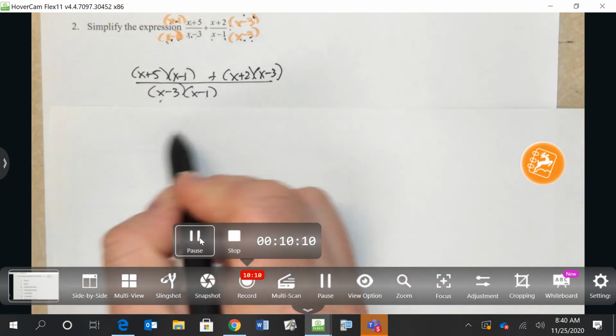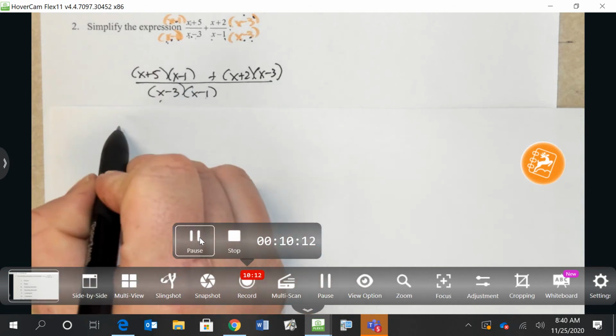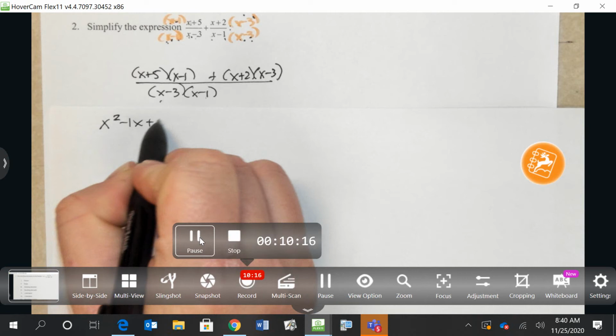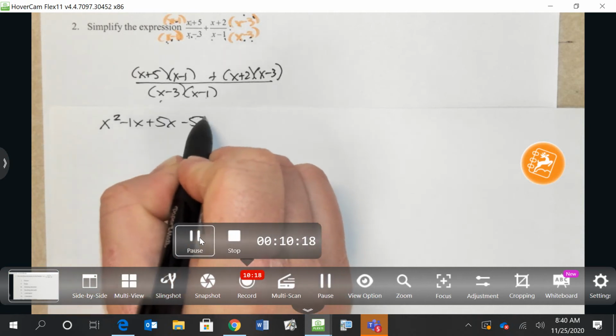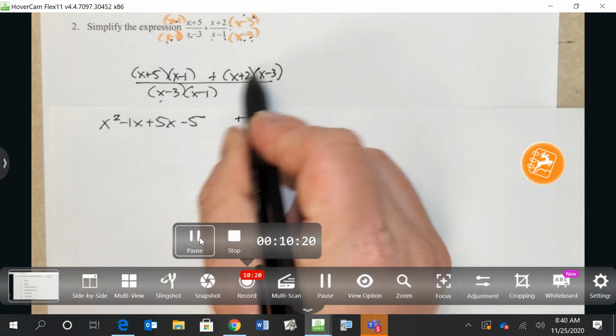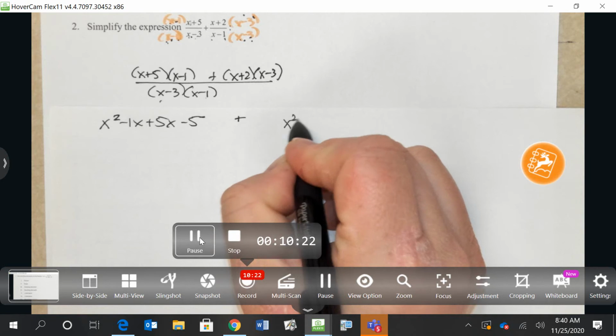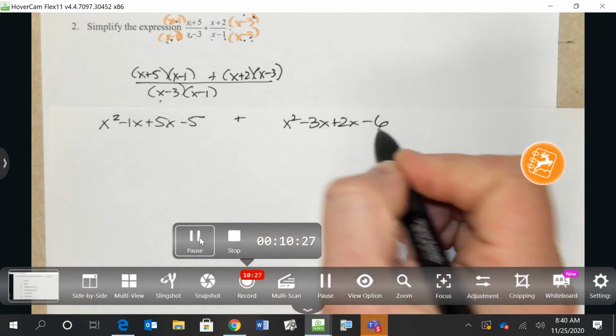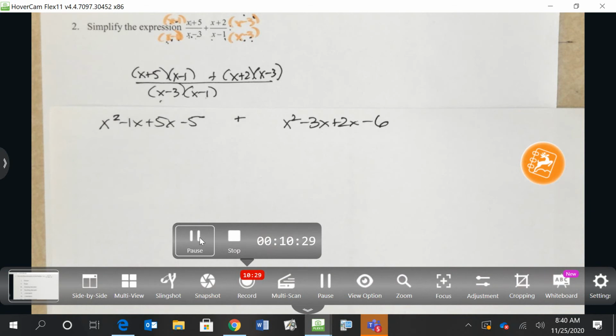So I'm going to take it down here and I'm going to FOIL this portion. So foiling is front, outside, inside, and last. Then I'm going to put down the plus sign and I'm going to FOIL this portion. Front, outside, inside, and last. If you're confused with foiling at this part, just Google foiling. You'll see quick videos that can pop up and review what to do.